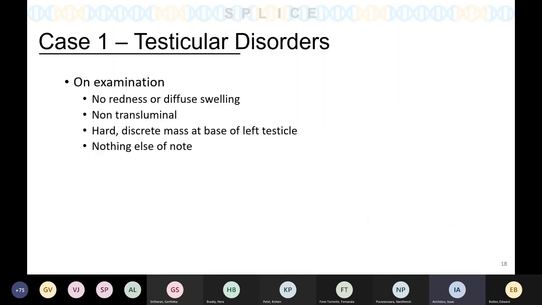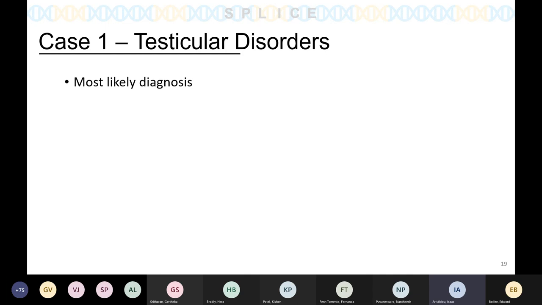So on examination, this patient has no redness or diffuse swelling, non-transilluminable, so it doesn't light up. And you can feel a hard discrete mass at the base of the left testicle, and there's nothing else of note. So given this history, what is your most likely diagnosis? Cancer, yes. Brilliant. This is what I'm trying to get at here. These are the sort of questions you might get asked in your OSCE in a history or an examination. And then some other differentials this could be.